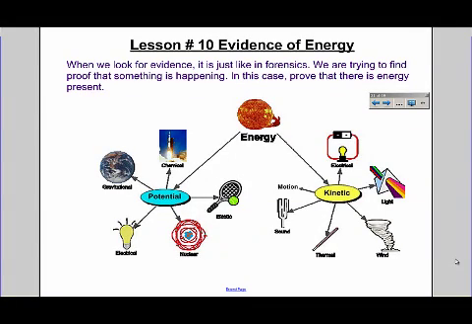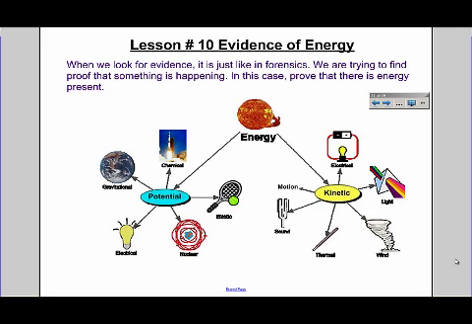Lesson 10, we're going to be looking at the evidence of energy. So we're basically taking a look at proof that energy is there or that energy is present. And we usually split it up into two different forms of energy, potential energy and kinetic energy, and we'll go into that in more depth in our next lesson. If you look on the left there, potential energy is one of the main forms of energy. You'll see there that there are various forms.